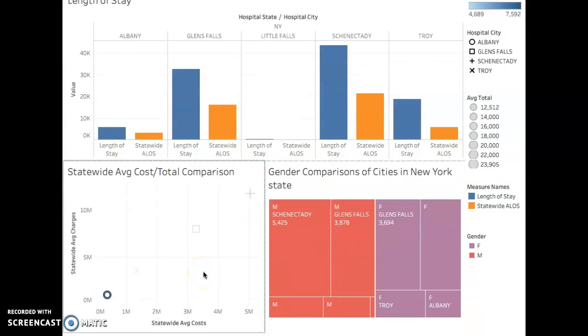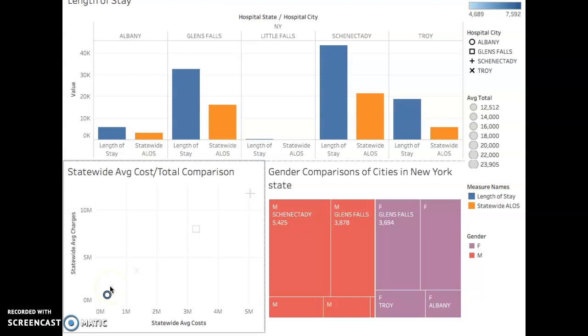The scatter plot shows the comparisons of the same DRGs that were mentioned earlier, and the comparison of the average costs and totals of each DRG in the different hospitals as compared to the average costs statewide. The statewide average cost is over $1 million, and the statewide average total is over $392,000.